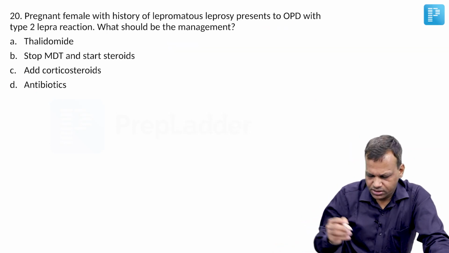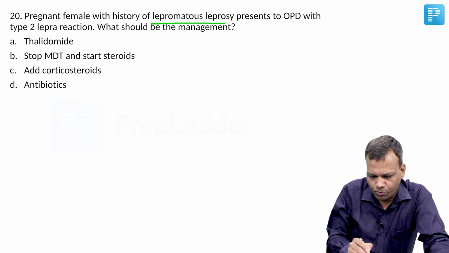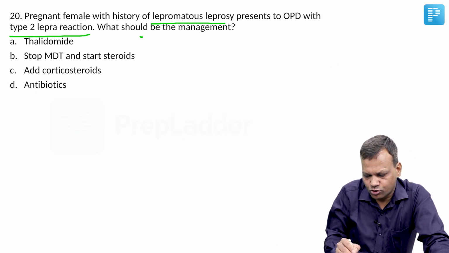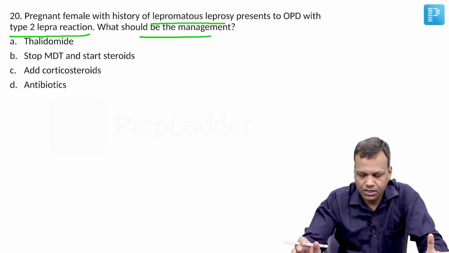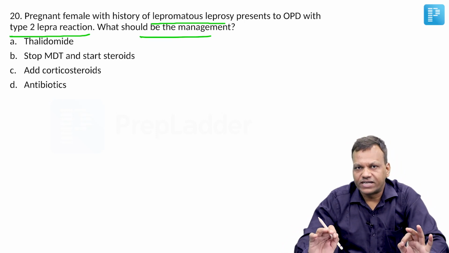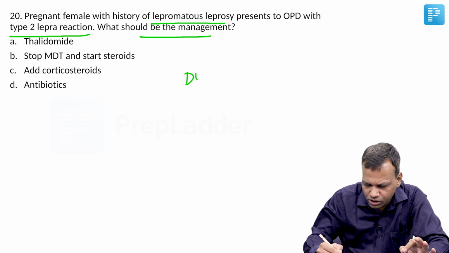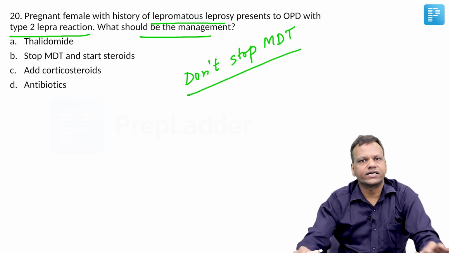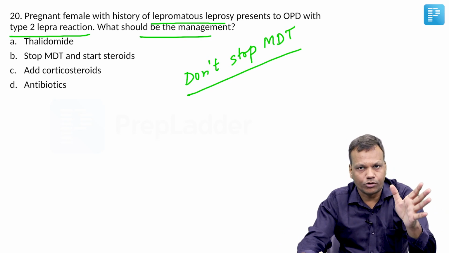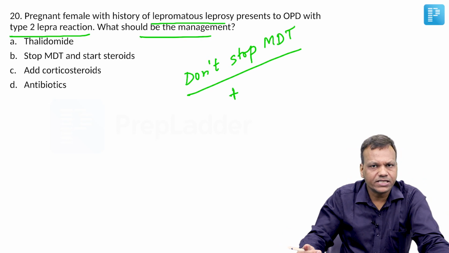Okay, next question is, a pregnant female with history of lepromatous leprosy presents to OPD with type 2 lepra reaction. What should be the management? First of all, what is the management of lepra reaction? Simple question. In management of reactions, type 1 as well as type 2 lepra reaction, the most important thing is do not stop the treatment of leprosy. So that means multiple drug therapy, the 2 or 3 drugs which the person is already taking should be continued, should not change. Plus, we need to give anti-inflammatory agents.